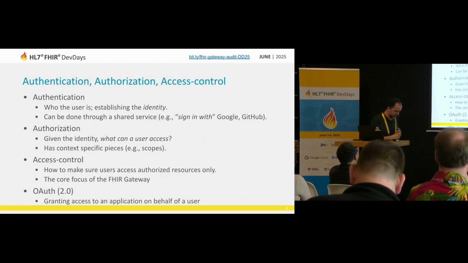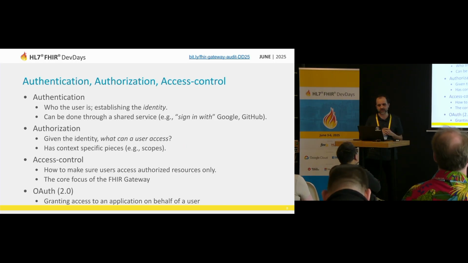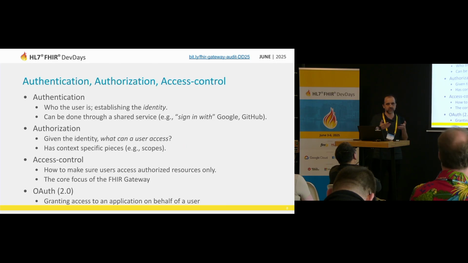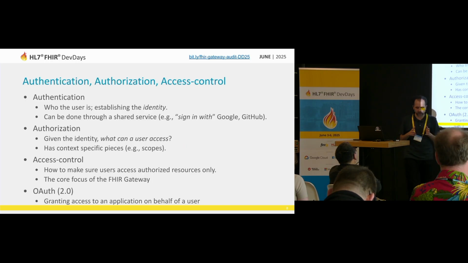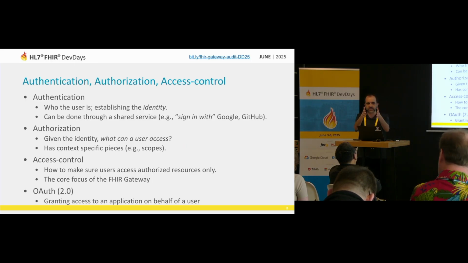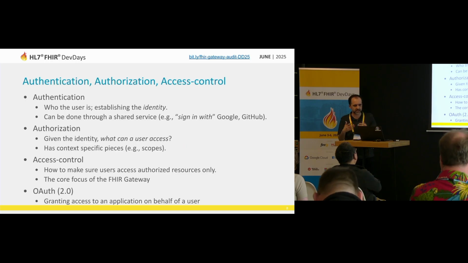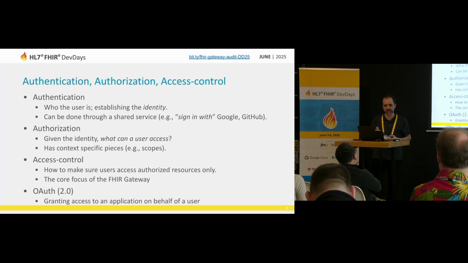So very quickly about the concepts, just to make sure that we are talking about the same thing, and then see where the gateway actually sits. In the context of access control, we have authentication, which is basically the question of who is the user, what's the identity of the user who is accessing the data. It can be done even through general federated services like Google or Facebook or GitHub or whatever. Then there is the question of authorization, which is, okay, now I know who the user is, what are they authorized to access? So this is context specific.